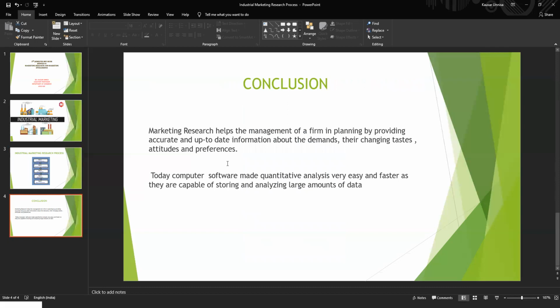So we know that marketing research helps management by providing very good, accurate information, because nowadays the market is customer oriented, the modern marketing. So the demands, tastes, fashions, preferences, attitudes, whatever there is, have to be satisfied by the manufacturer. That is the main thing. Quantitative analysis is very easy nowadays, but the qualitative aspect also has to be considered, because it becomes very difficult for the manufacturer in the case of industrial marketing research.